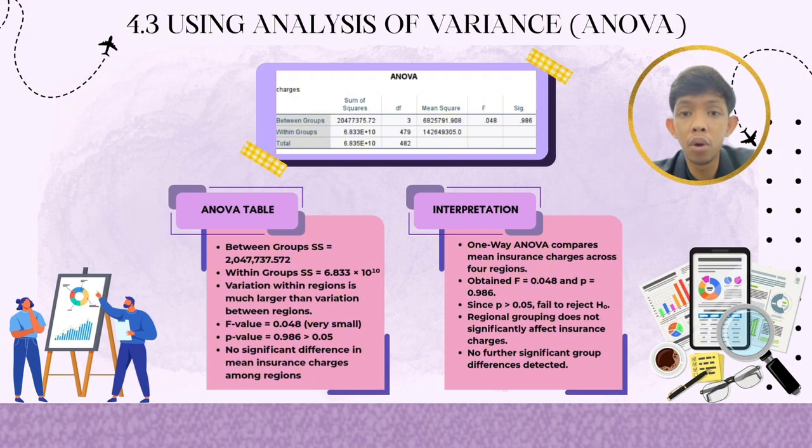Based on the one-way ANOVA analysis, the F value is 0.048 and the p-value is 0.986. Since the p-value is greater than 0.05, we fail to reject the null hypothesis. This means that the average insurance charge across the Northeast, Northwest, Southeast and also Southwest regions are not significantly different, although there are slight differences in the average charge. These differences are too small to be considered statistically significant. Therefore, region does not appear to influence insurance.